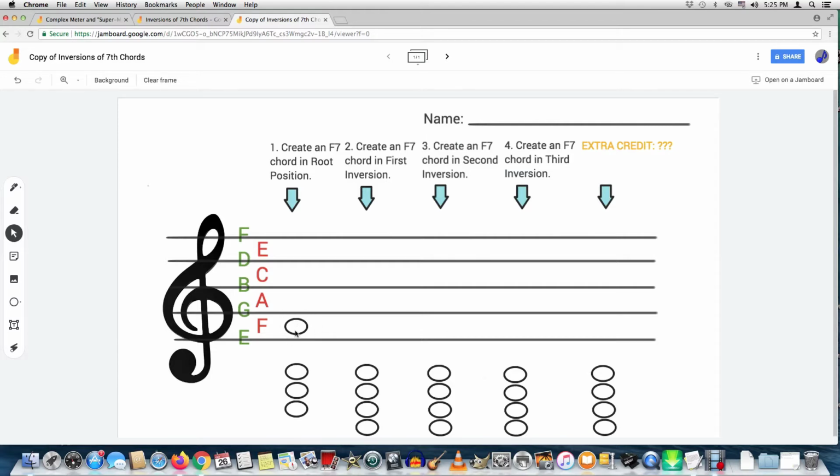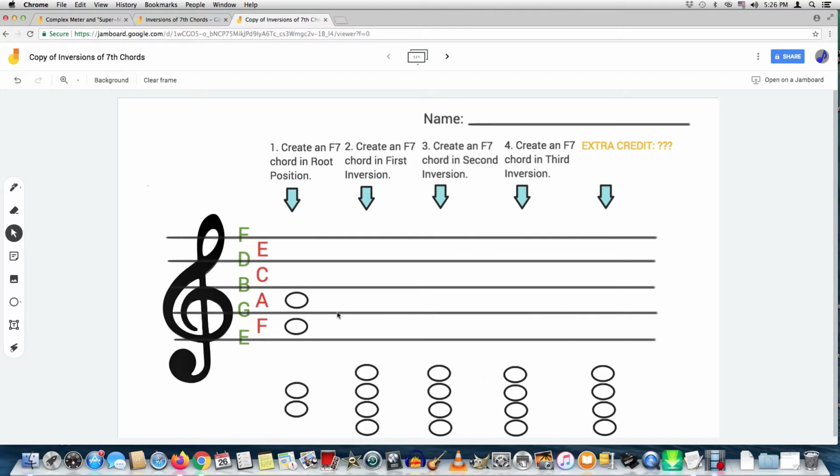So if we start with this space here where F is, and we count that as 1, then move up 1 step to the next line and count 2, and then move up to the next space and count 3. Since we're counting 3, that's a harmonic interval of a third, and the letter of that space where we have our third is A. So I want to drag my next note to the A space.